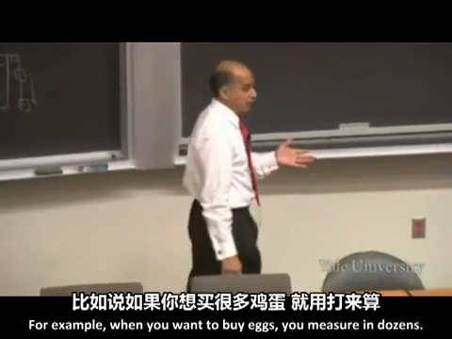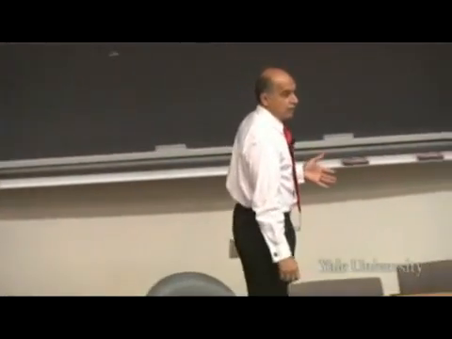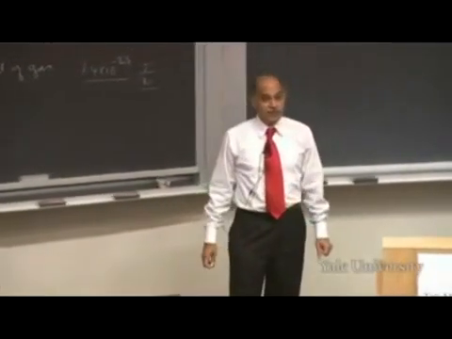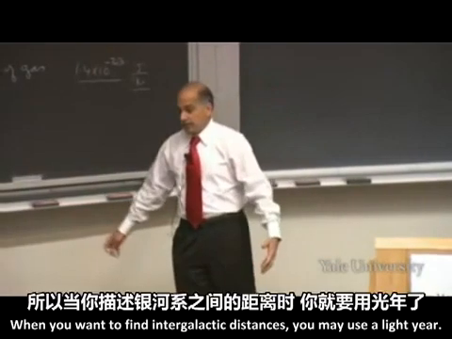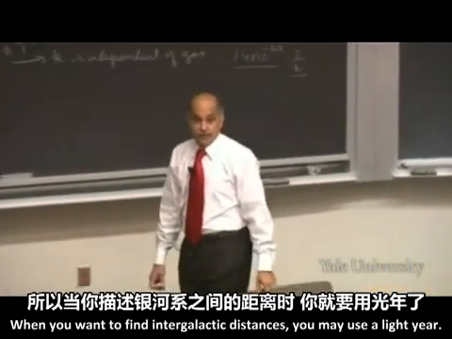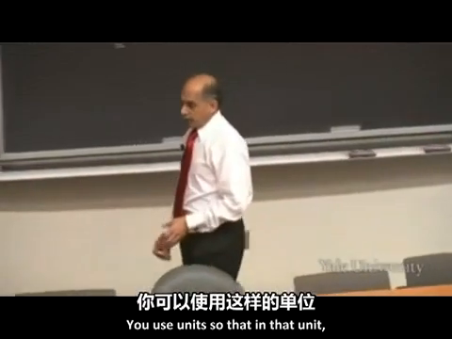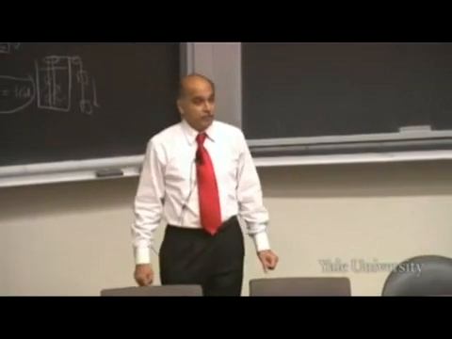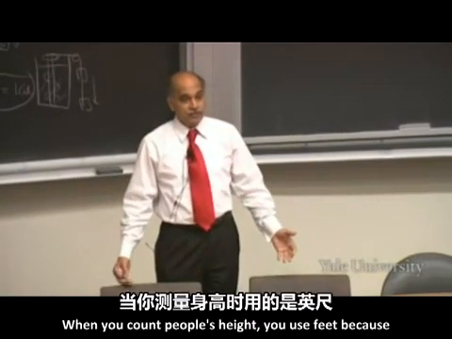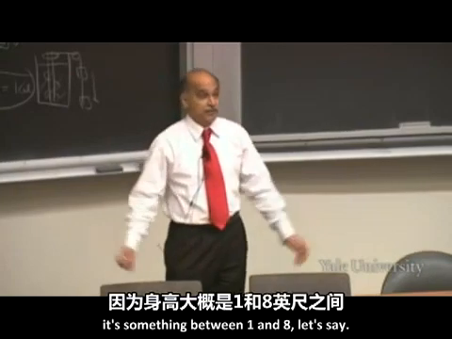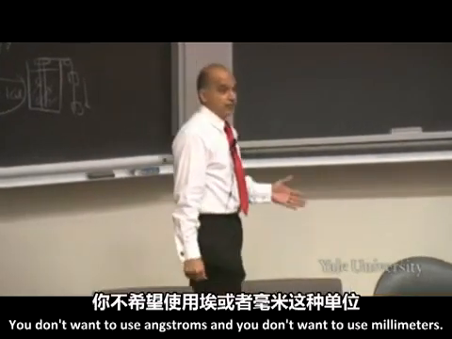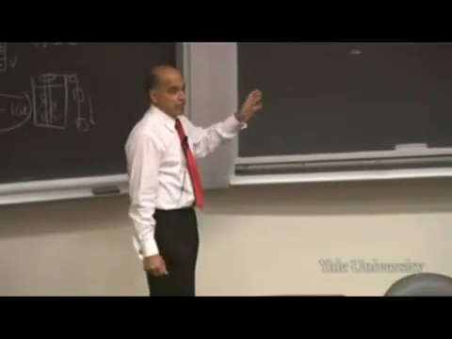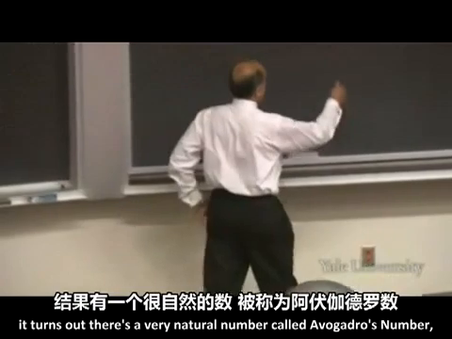For example, when you want to buy eggs, you measure in dozens. When you want to buy paper, you may want to measure it in thousands or 500s or whatever units they sell them in. It's a natural unit. When you want to find intergalactic distances, you may use a light year. You use units so that in that unit, the quantity of interest to us is some number that you can count on your hands. When you count people's height, you use feet because it's something between 1 and 8, let's say. You don't want to use angstroms and you don't want to use millimeters. Likewise, when you want to simply count numbers, it turns out there's a very natural number called Avogadro's number.